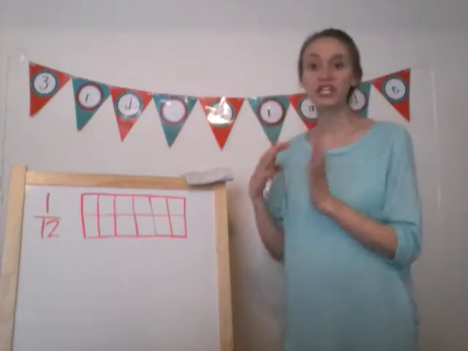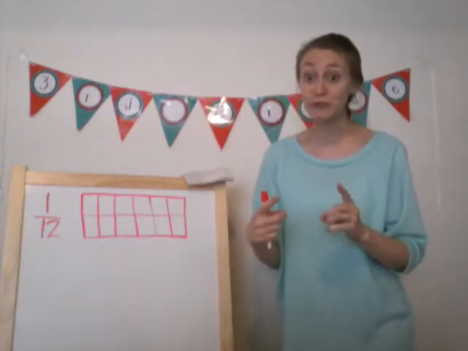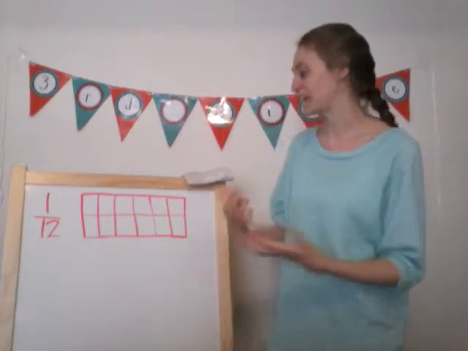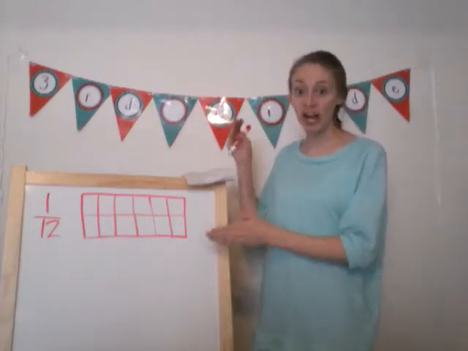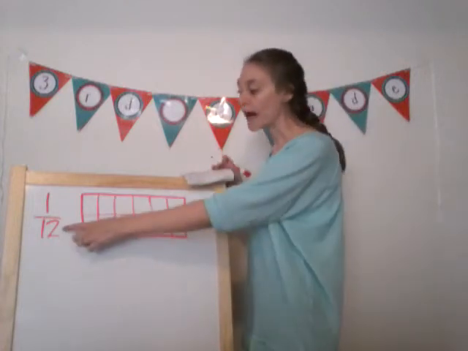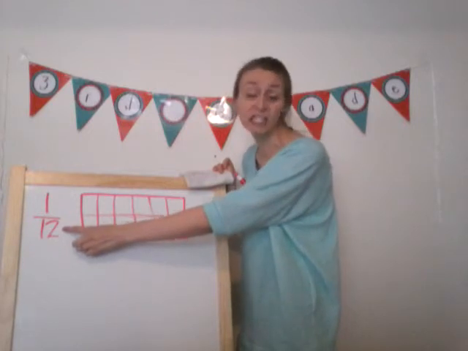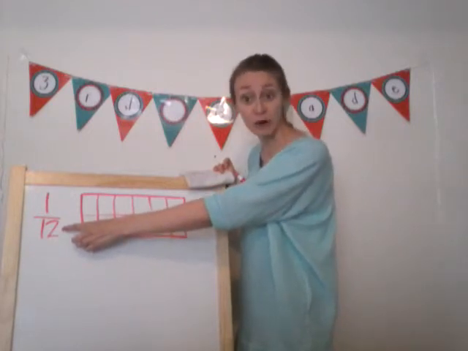So we are going to continue with the Carton strategy this week, and just as a review, we know that our Carton is our whole. It is one Carton, one rectangle, but we have 12 equal pieces. It has been split into 12 equal pieces to fit our 12 eggs.